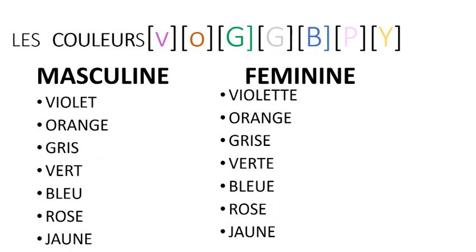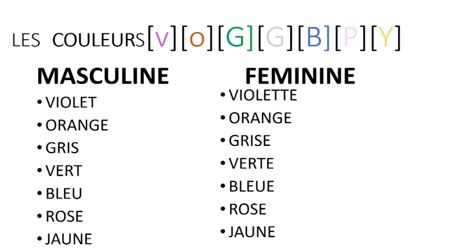Take a look at this rose, rose, orange, orange. They maintain the same spelling and pronunciation for both masculine and feminine. So it's very important. Then the last here, jaune, jaune. Same thing, yellow.